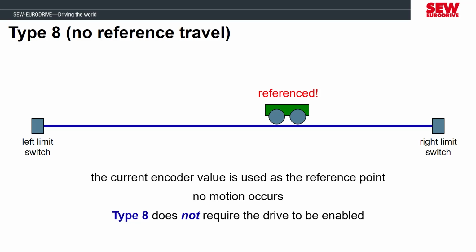These reference types that don't have any movement when they're started are common with applications that use absolute encoders, since those don't require regular referencing routines. In those situations, it's likely not an issue to have to manually move the equipment to where the machine 0 position should be, since it's very infrequent to have to do that.